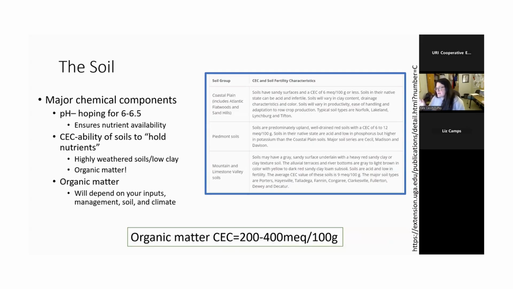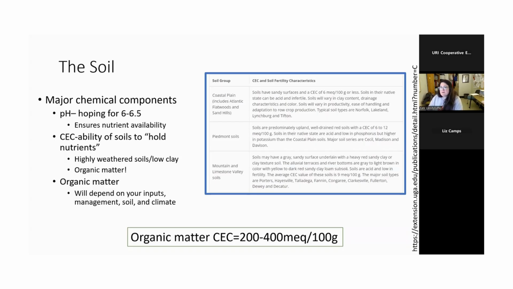So we have these three major chemical components that drive a lot of the nitrogen fertility, right? pH, across the board, we're usually hoping for about 6 to 6.5. That ensures maximum nutrient availability. The CEC of a soil, the cation exchange capacity, is the ability of a soil to hold nutrients, right? So the higher the CEC, the better your soil is at reducing leaching. Like I said, the soils I work with are highly weathered soils. It sounds like y'all have very low clay soils, so there's not a lot of inherent CEC in the soils.